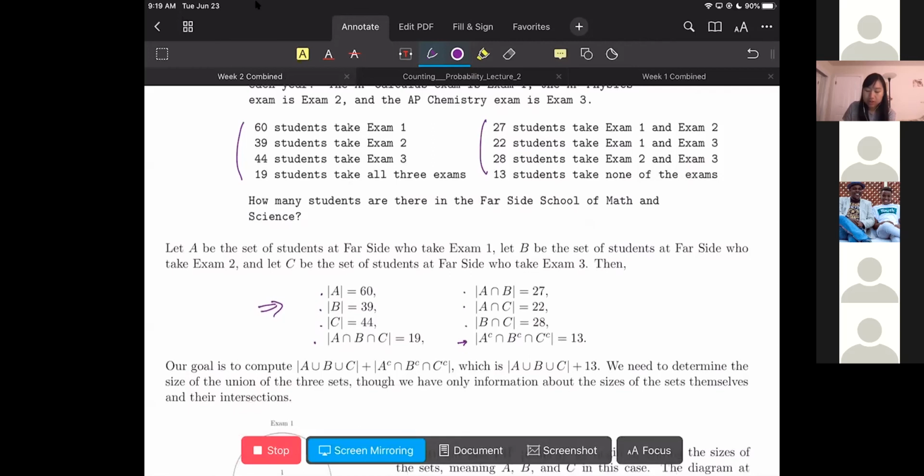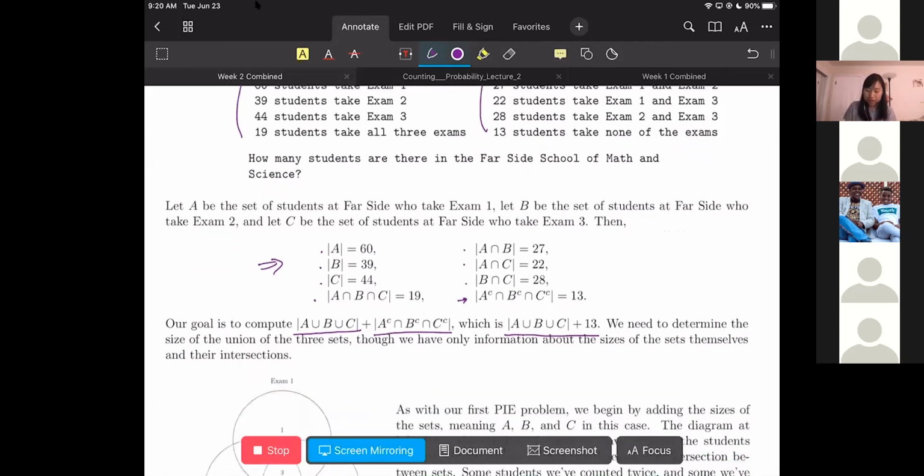And so the question is, how many students are there total? In order to count how many students there are total, we want to sum the number of students who took at least 1 exam, which is the union of A, B, and C, plus the number of students who took no exam. We could simplify this to just the union plus 13. And we need to determine the size of the union, even though we only have information about the size of the sets themselves and their intersections.